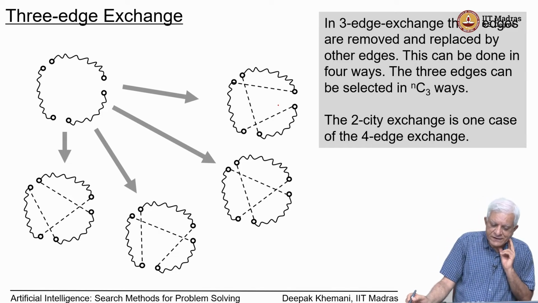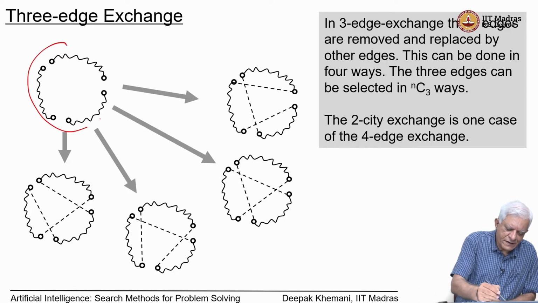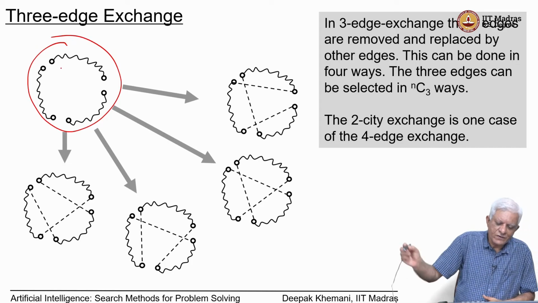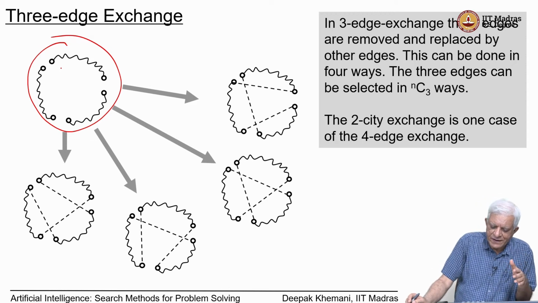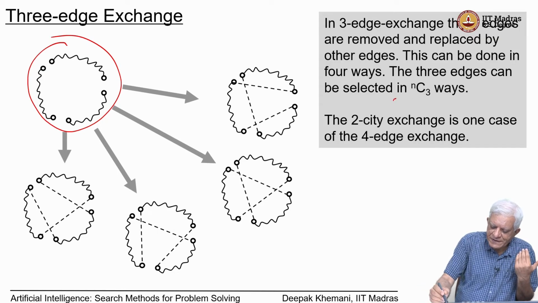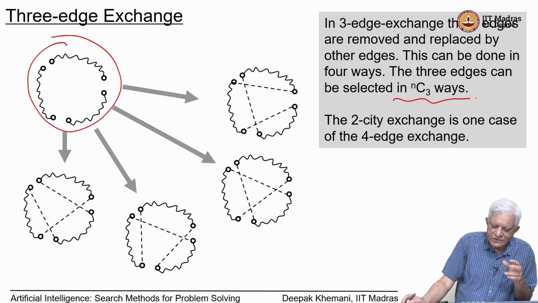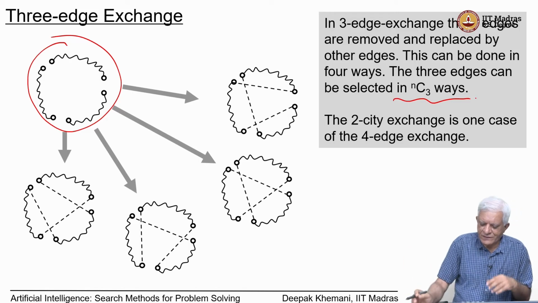3 edge exchange says that you remove 3 edges from the tour, maybe some 3 long edges that you do not like, and replace them with some other edges, so that we have a tour. What you see on the left is that we have removed 3 edges. So, we have broken the tour into 3 separate components. We want to reconstruct the tour, and this can be done in 4 different ways, as can be seen here, and those would be the neighbors essentially. The 3 edges themselves can be selected in NC3 ways. So, you can see that these are different neighborhood functions.